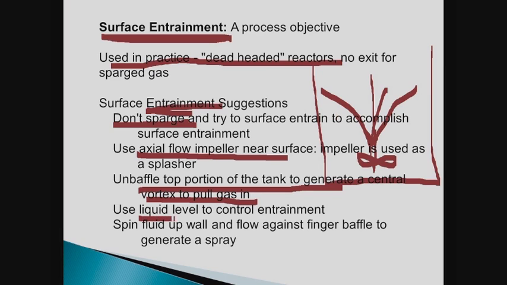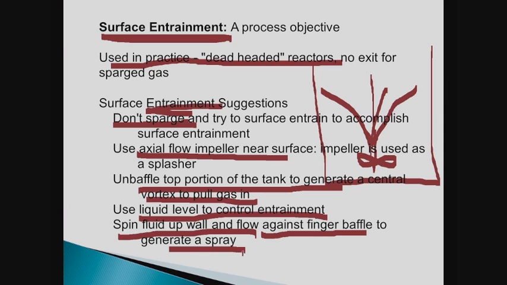Liquid surface, liquid level can be controlled. Basically, you can have the impeller sitting there, and by moving the liquid level around the agitator, you can have different levels of gas entrainment. You can spin the liquid up so it's going around and around along the wall and let it hit a beaver baffle, and that will generate a spray, and that spray will generate surface entrainment.